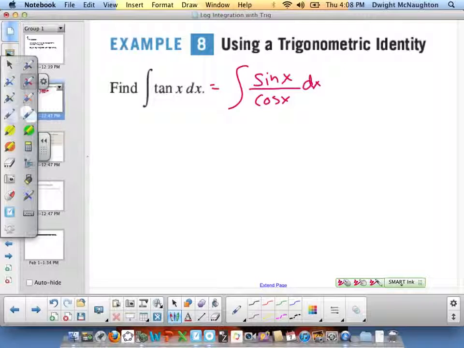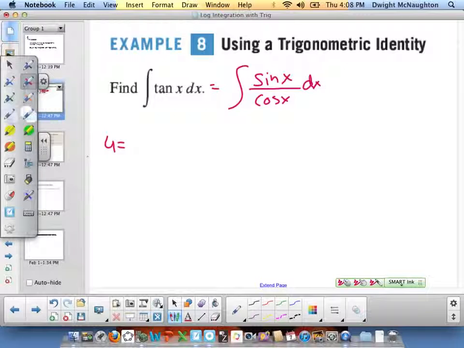Why is that? Because when you take something and differentiate it, you lose a degree. What happens if we take cosine and differentiate it? We get down to negative sine. So this is a key: when the bottom's derivative kind of matches the top, we may be able to use log differentiation. So I'm going to try that.